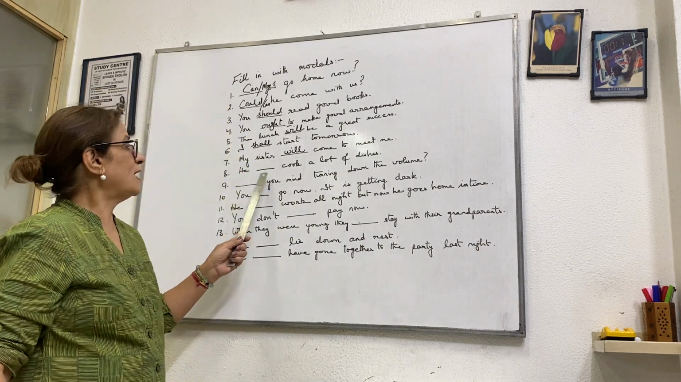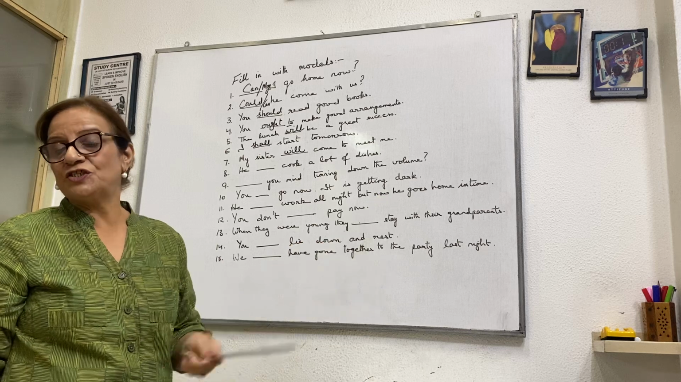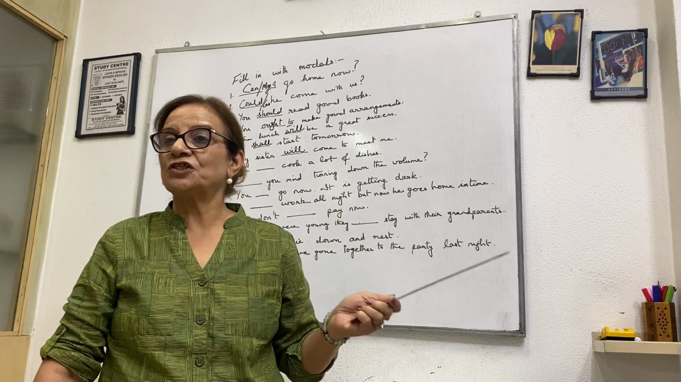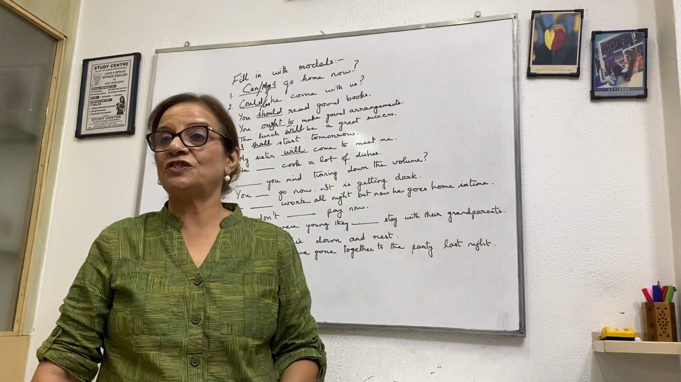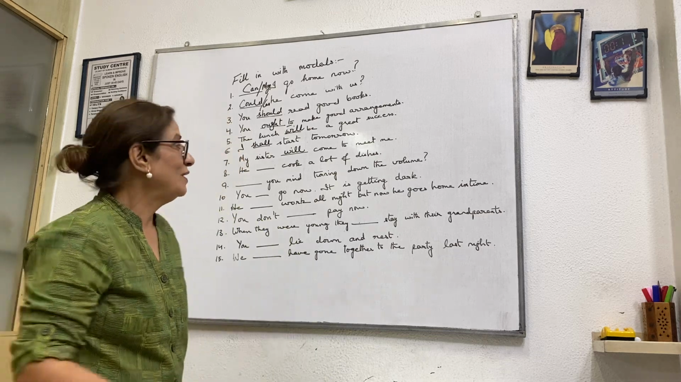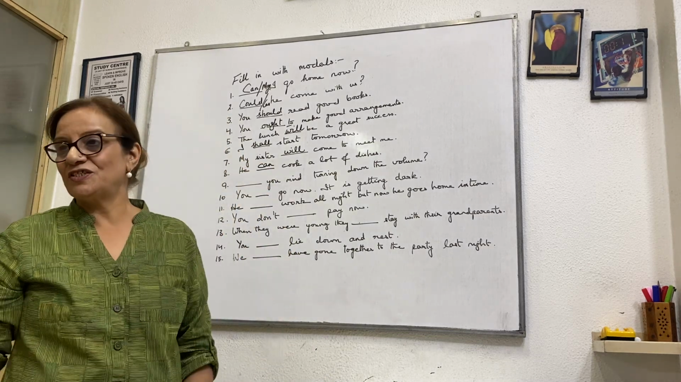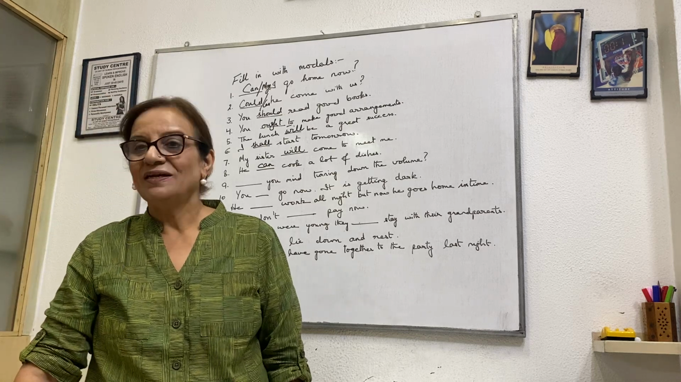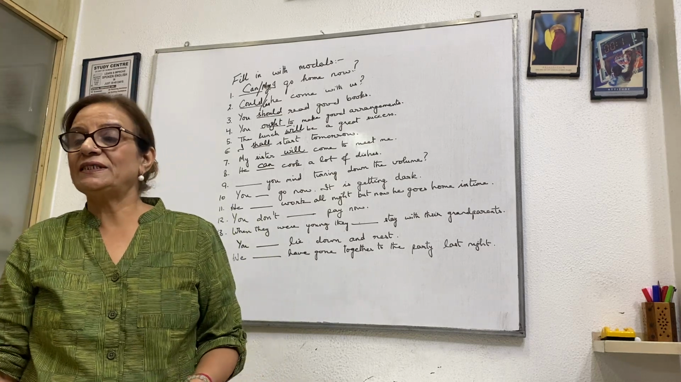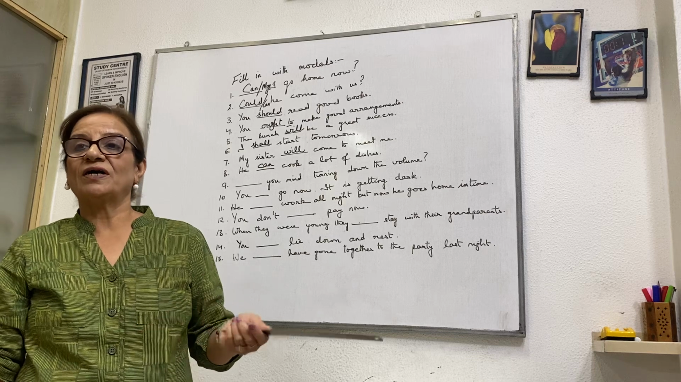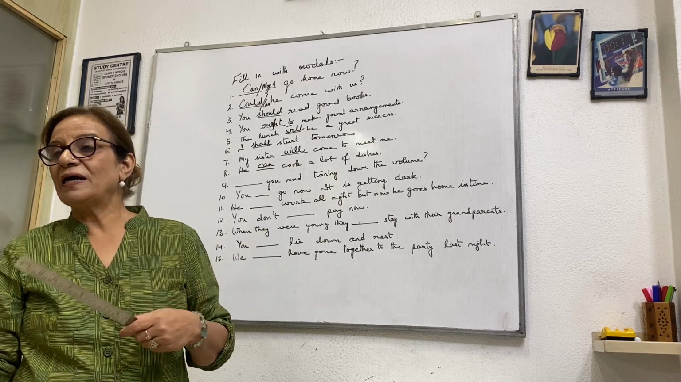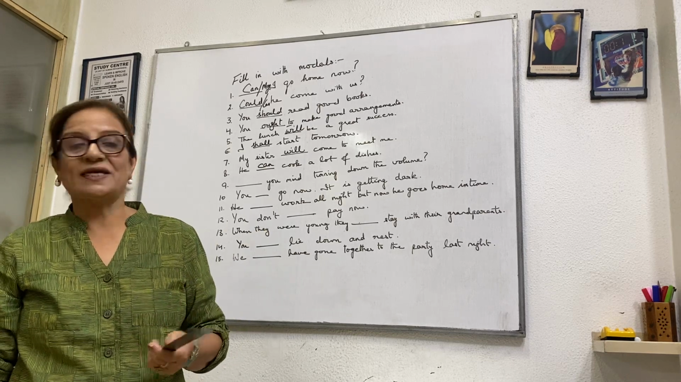Next, he dash cook a lot of dishes. Ability. So, he can cook a lot of dishes. Okay, whenever there is an ability, I can swim, I can drive a car, I can run a mile. So ability we use can.